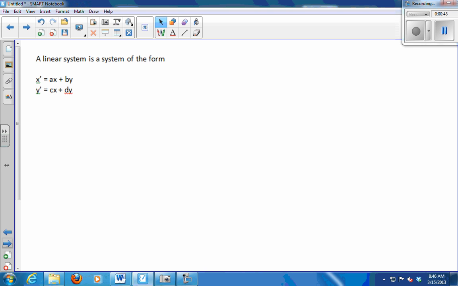They can be 0. They can be negative. So a, b, c, and d are just real valued constants.